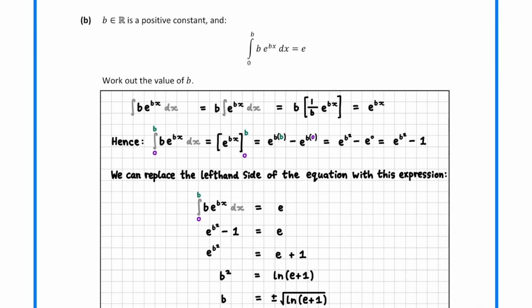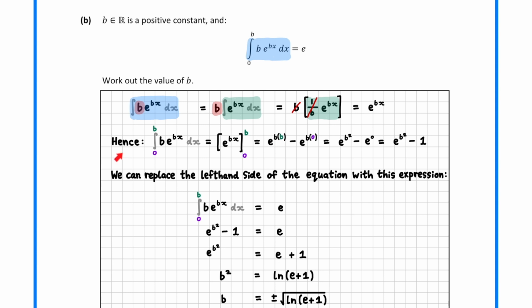In part B, we have an equation involving an integral, and we must solve for the unknown constant b. To begin, let's forget about the limits and focus on the integration. B is a constant, and multiplicative constants can be brought outside the integral sign. Now we can integrate e to the bx using a rule from the formula book. Simplifying gives us an answer of e to the bx.